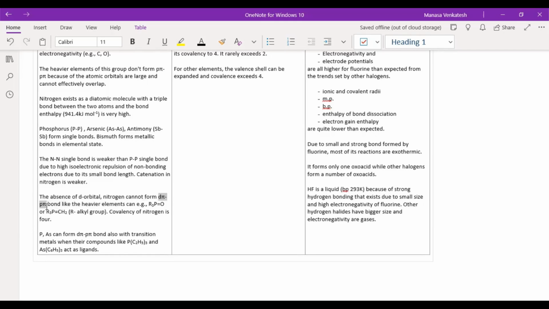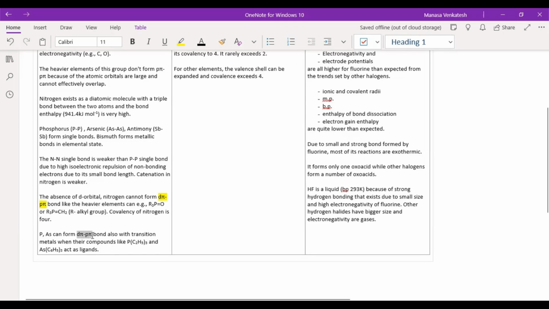So it cannot form such bonds with heavier elements, unlike R3P double bond O, where R is an alkyl group. Covalency, as we know, for nitrogen is only 4. It can't form more than 4 bonds when it forms covalent bonds. On the other hand, phosphorus and arsenic can actually form d-pi, p-pi bonds, even with transition elements.